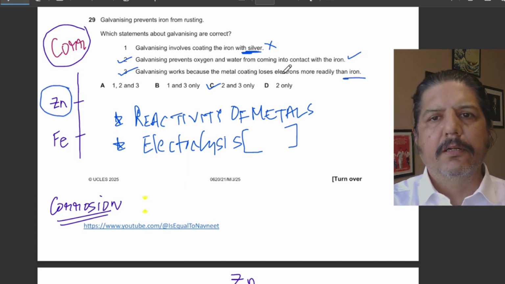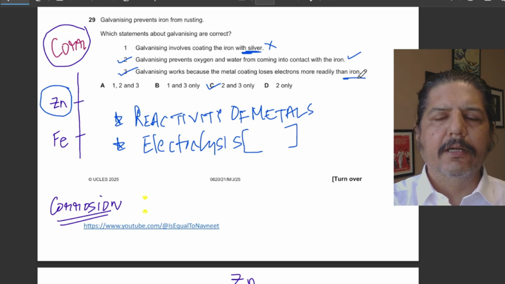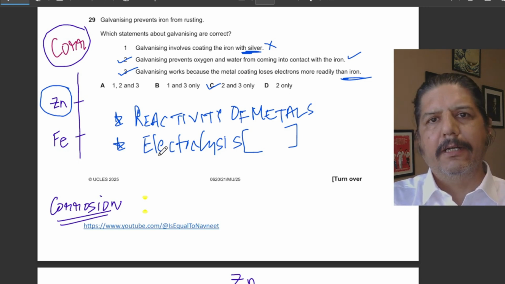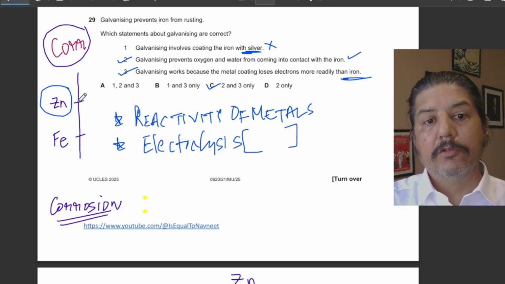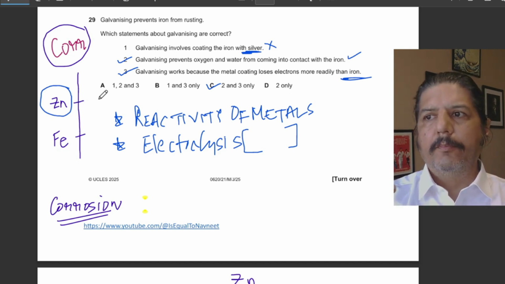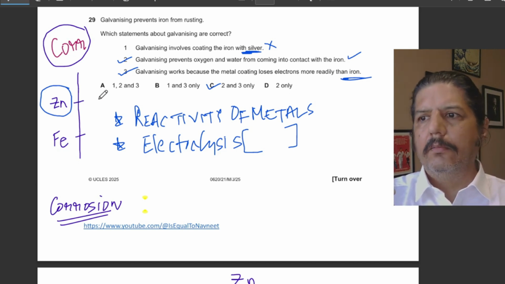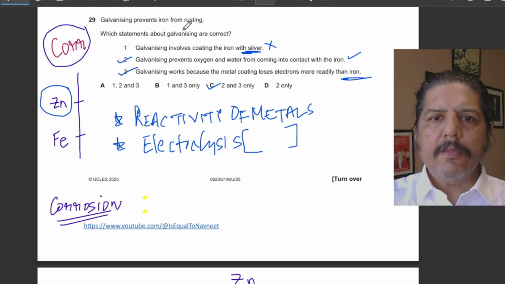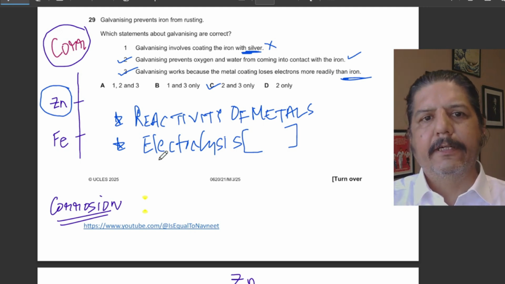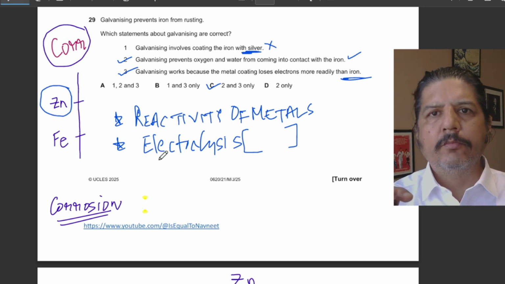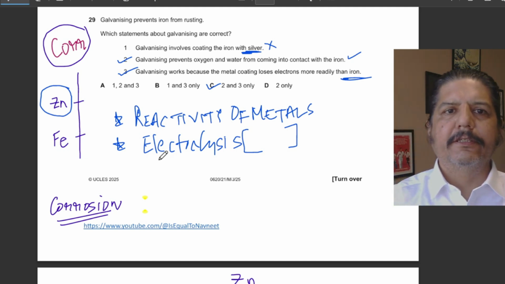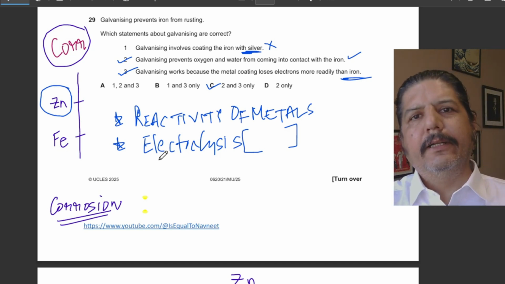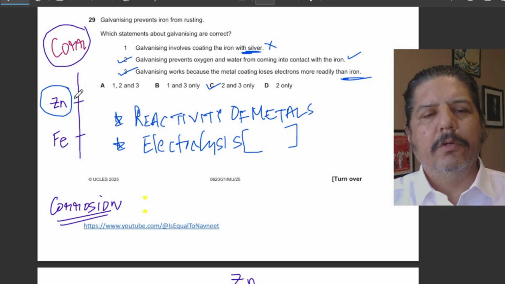Galvanizing works because the metal coating loses electrons more readily than iron. Of course. In galvanizing, we use zinc metal. We cover the iron with zinc metal, and because zinc is more reactive than iron, zinc is happier to donate electrons than iron. One way of looking at it is that zinc almost stops iron from donating electrons and the iron getting changed into rust.